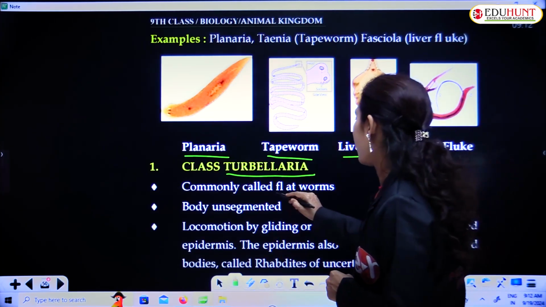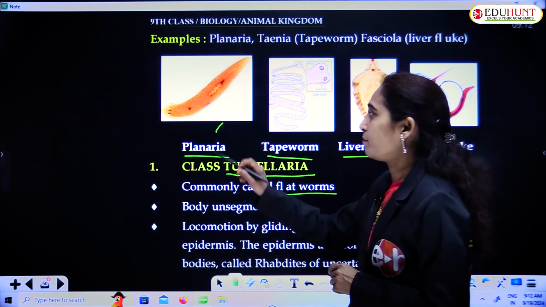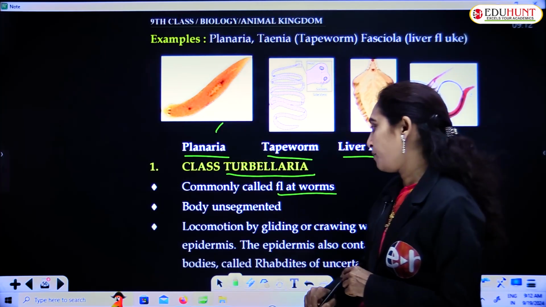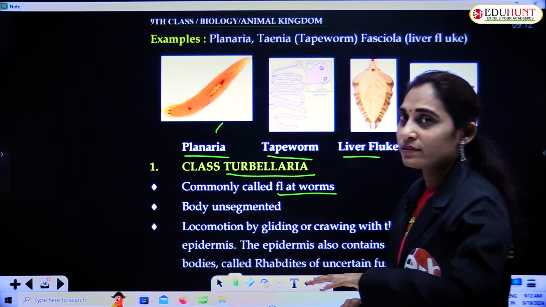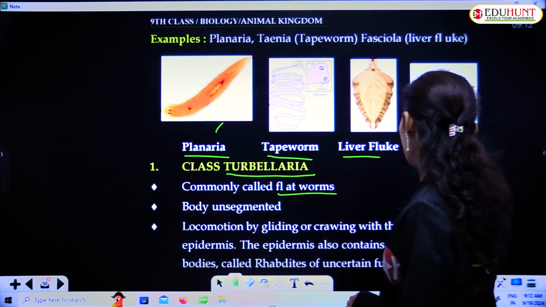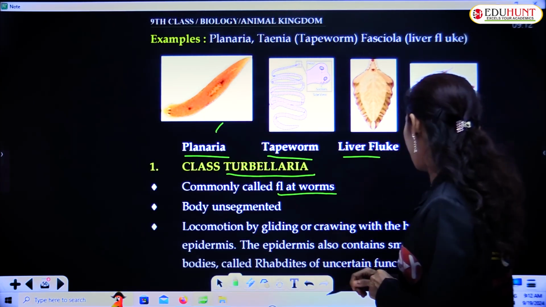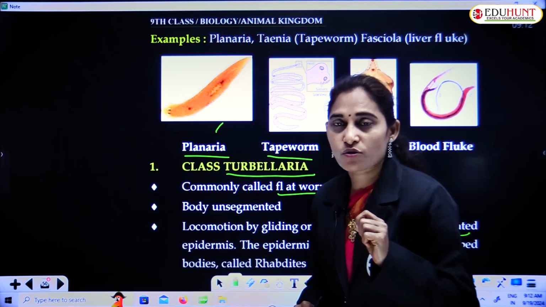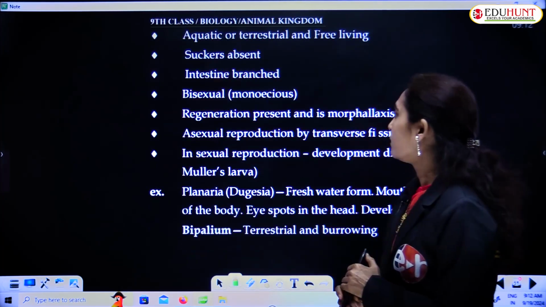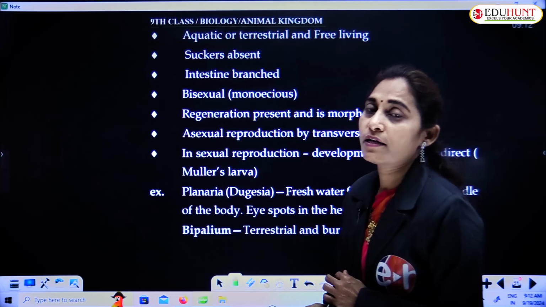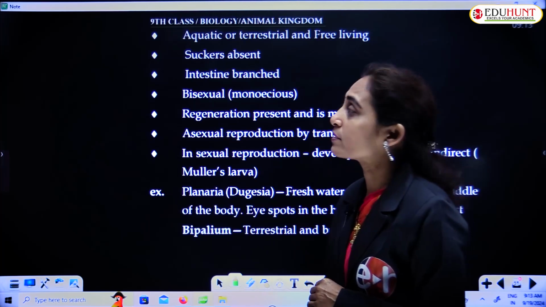Turbellarians are commonly known as flatworms, and the body is unsegmented. There are no segments present in planaria. Locomotion is by gliding or crawling movement with the help of cilia present on the epidermis. The epidermis also contains small rod-shaped structures called rhabdites of unknown function. There is no specific function detected for the rhabdites, the rod-like structures present on the surface of the skin, that is, in the epidermis.